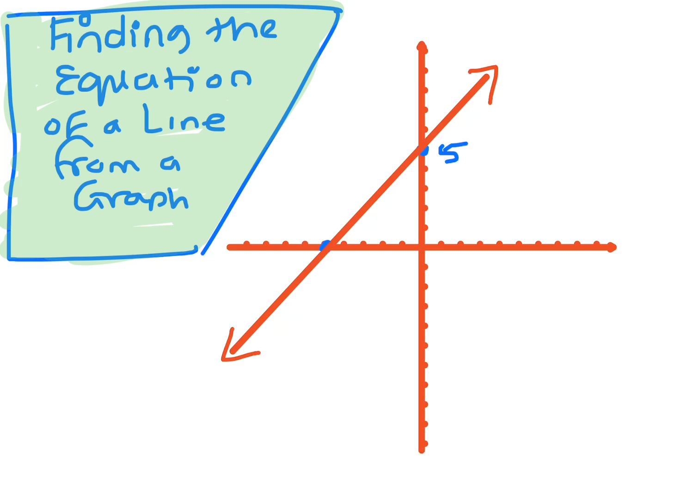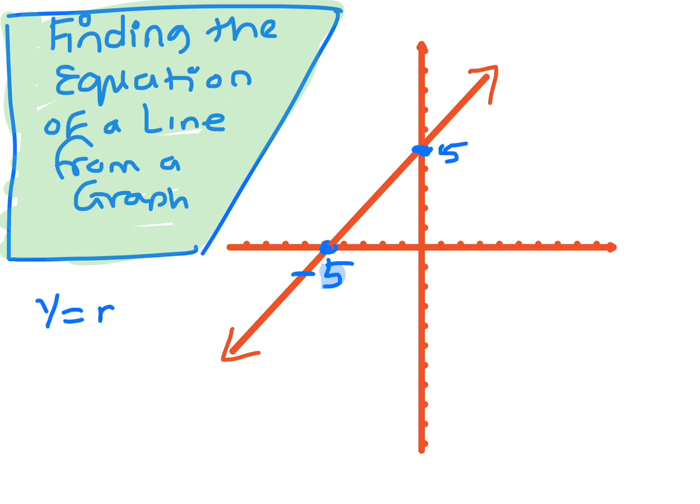Finding the equation of a line from a graph. So I'm just going to make sure you can see that these numbers on here, that is -5 and 5 on that one. So we're going to find the equation of this line.